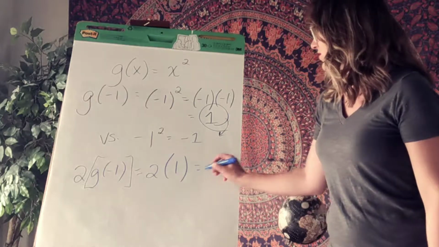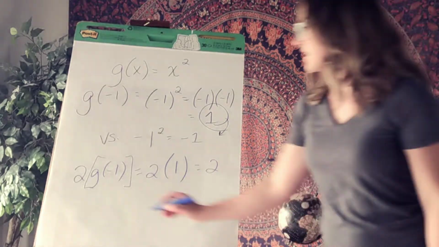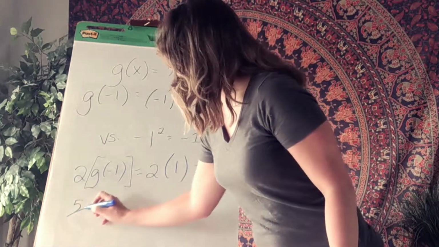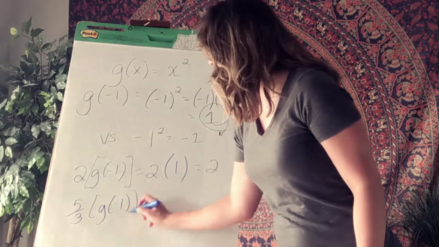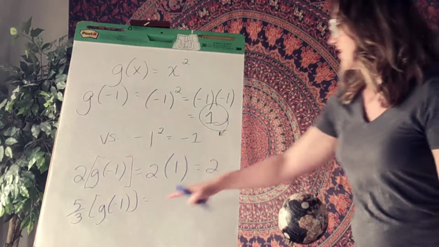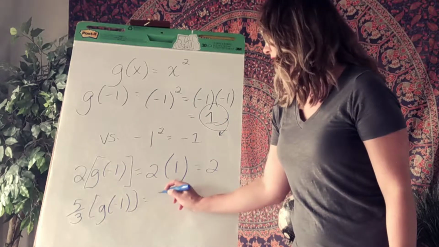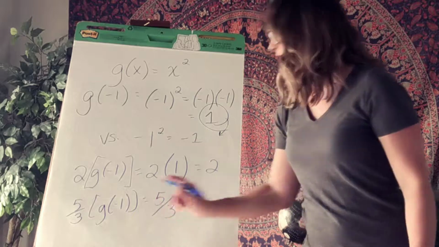So 2 times 1 is 2. Okay, same exact thing. If I said 5/3 times g of negative 1, I would simply replace g of negative 1 with the 1. So you give me 5/3 times 1, which is 5/3.